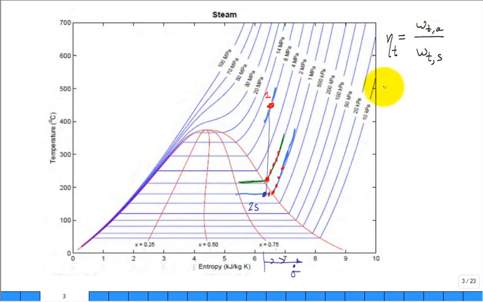And so what is the work of the turbine if it's isentropic expansion? That would be the inlet enthalpy minus the exit enthalpy assuming isentropic expansion, so H2S.